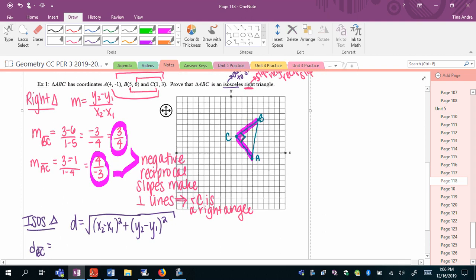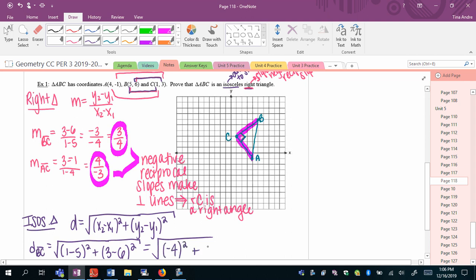So BC, I'm going to subtract my x's. So I have 1 minus 5. And I'm going to subtract the y values. 3 minus 6. I'm going to simplify inside of those parentheses, so I get -4 and -3. Remember, when you square, these should be in parentheses, so a negative times a negative becomes a positive. So 16 plus 9, so it gives me the square root of 25, which comes out nicely to 5.